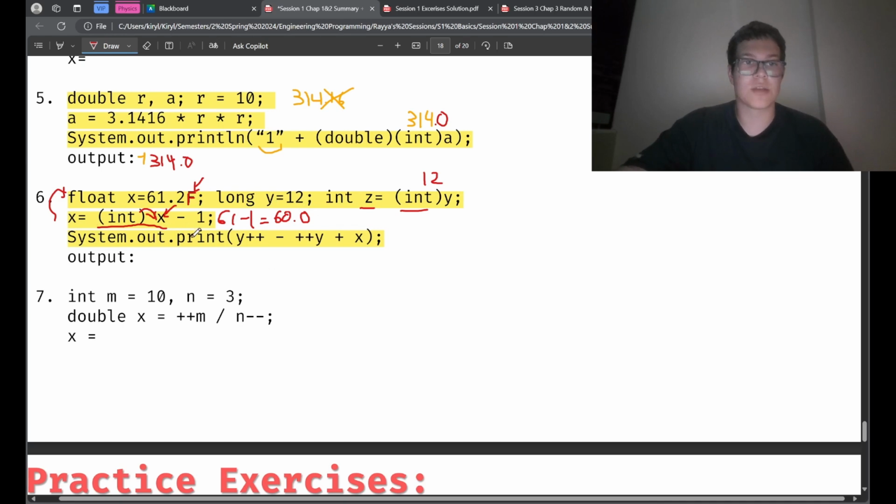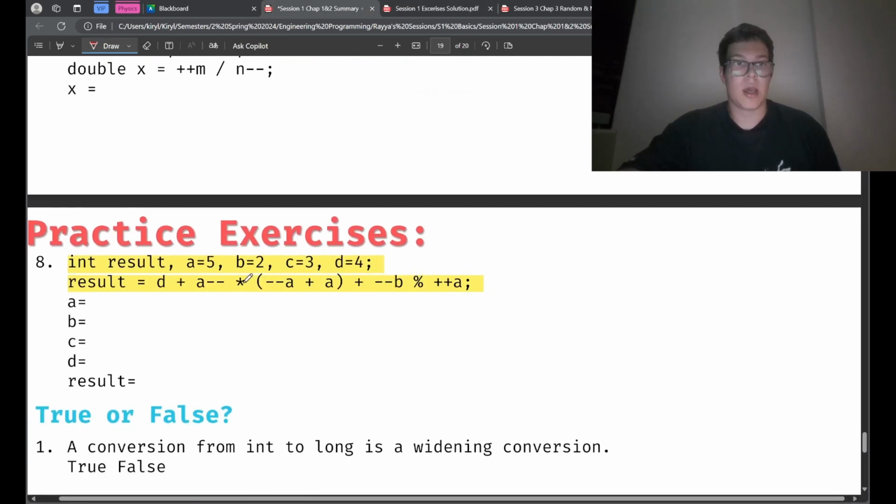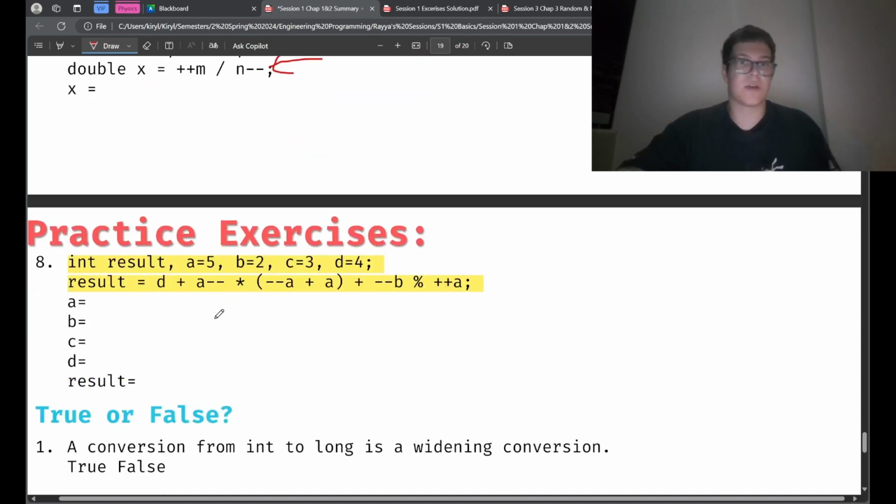So we get 60.0. System.out.print y++ minus plus y plus x. So again, y++ in this case, we have y is a long, which is going to be 12. Then we change the value, y will be equal to 13, and because of plus y, y will be equal to 14, again prefix. So 12 minus 14 plus, what is x? X in our case is 60.0, so 12 minus 14 is minus 2, so I'm going to get 58.0. Let's check the answer. 58.0, perfect. This one I think you'll be able to do on your own, and then let's finally do this one.